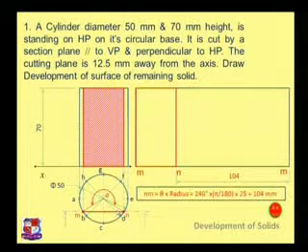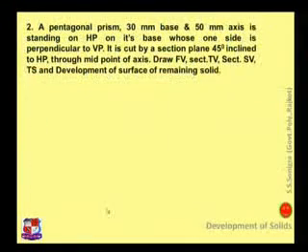If this cylinder is not cut along this, then the total length of this development would be equal to pi into d. That would be equal to 157 mm, because pi is 3.14 into diameter 50 mm. But here it reduces a little bit, because the length of this arc M, B, C, D, N is more than the length of this straight line MN.